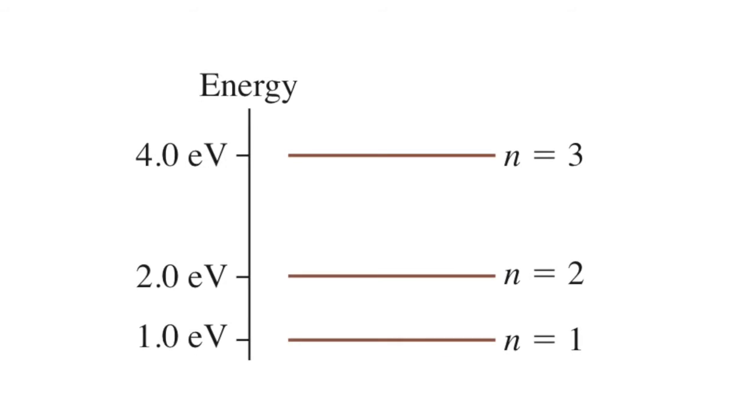So here's a question. Look at this system of quantum energy levels. If an electron can make a transition between different states in this system, what is the lowest energy photon that could be emitted? We'll give you some choices.